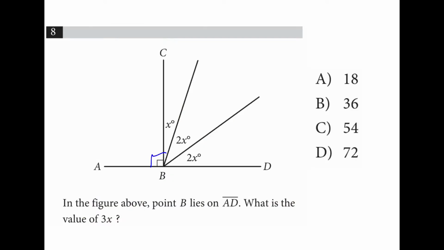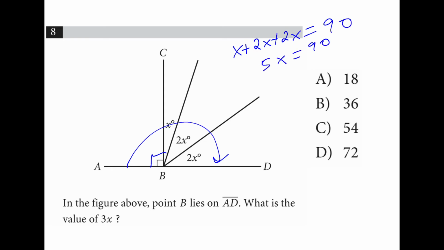Since this is 90, and this whole thing is a 180 straight angle, I know that x plus 2x plus 2x is equal to 90. Or in other words, 5x is equal to 90. But they want to know what is the value of 3x. So if x is 18, don't pick that one, multiply it by 3. Multiply by 3 and you'll get your answer, 54.